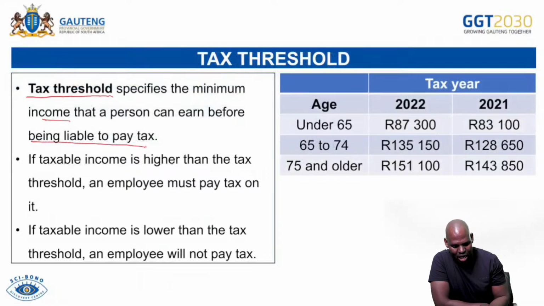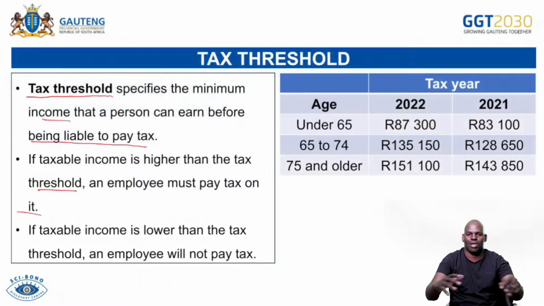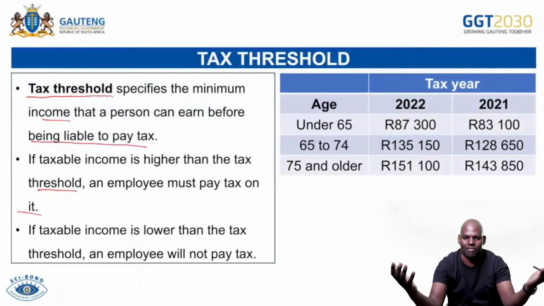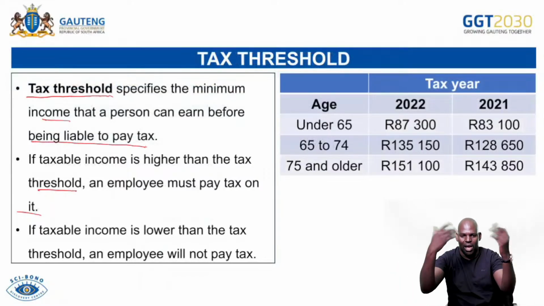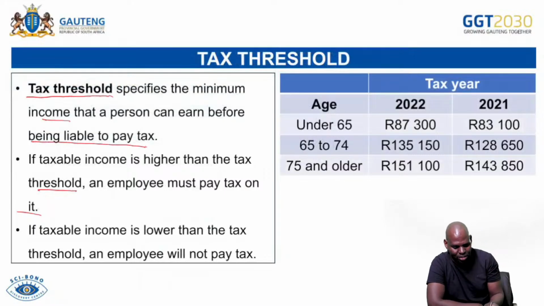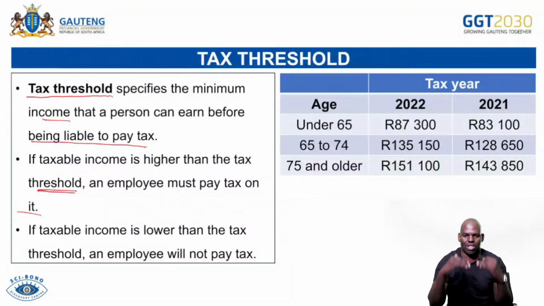If taxable income is higher than the tax threshold, an employee must pay tax on it. So it's 150,000. If you are earning more than that 150,000, I'm just giving an example, you're going to pay tax. But if you are earning less, then you're not going to pay tax. That is what they mean here. They say if taxable income is higher than the tax threshold, an employee must pay tax on it. But if taxable income is lower than the tax threshold, an employee will not pay tax.